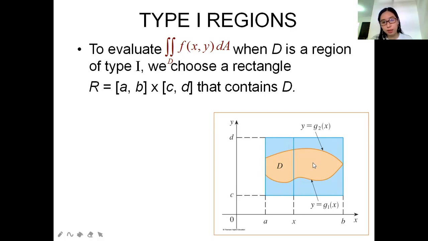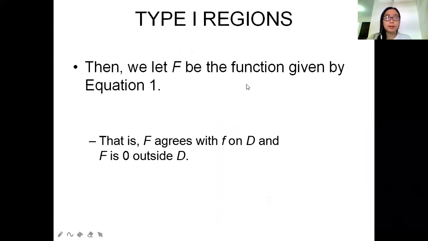D is enclosed, bounded by a and b, and this one and this one. So we have our length times width form. Then we let f be the function given by equation 1. That is, f agrees with f on D, and f is 0 outside D.